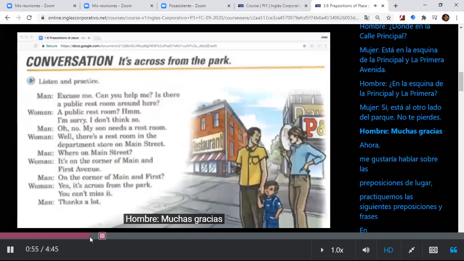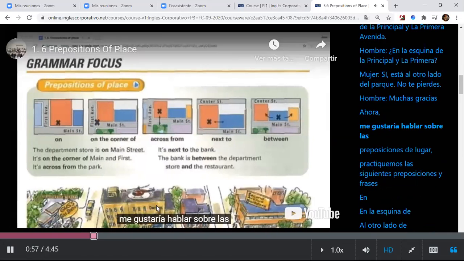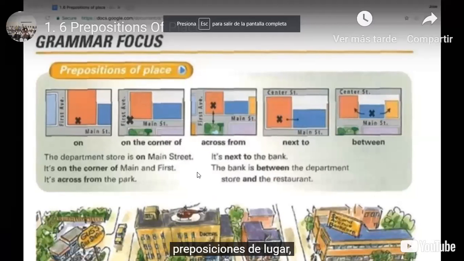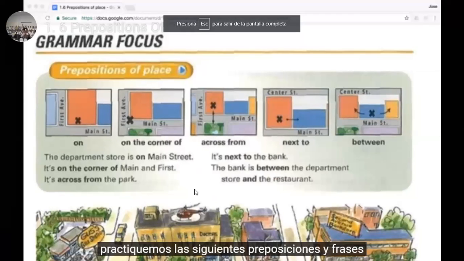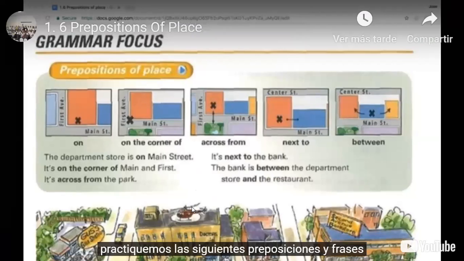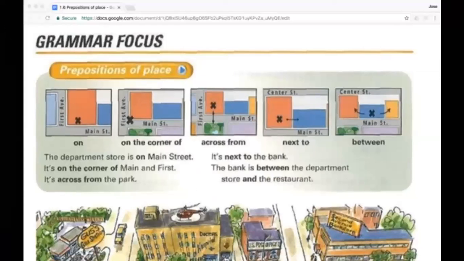On. Now, I would like to talk about prepositions of place. Let's practice the following prepositions and phrases. On the corner of, across from, next to, between.